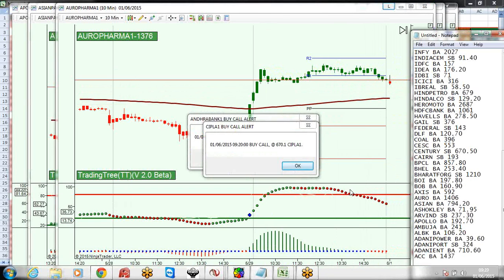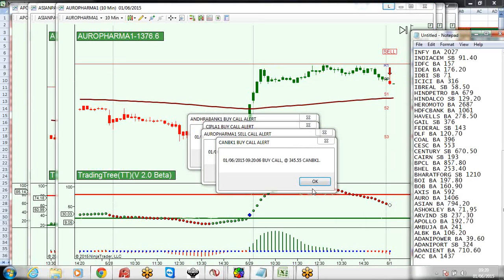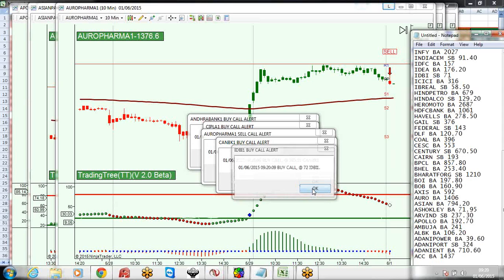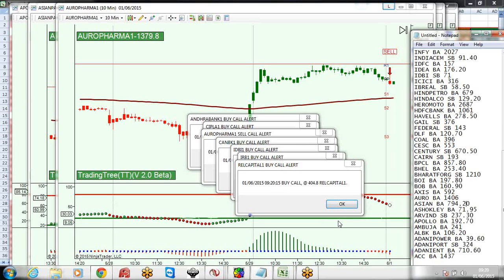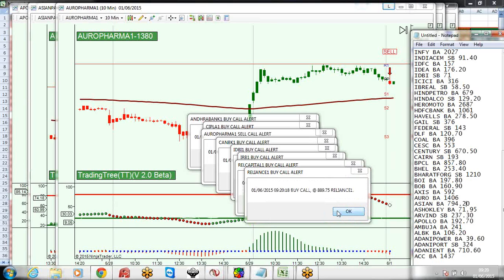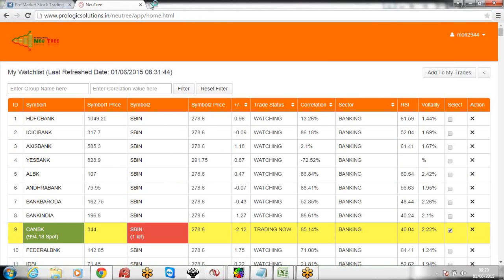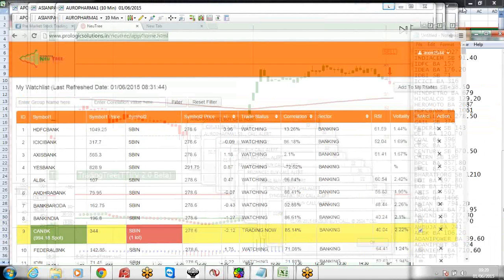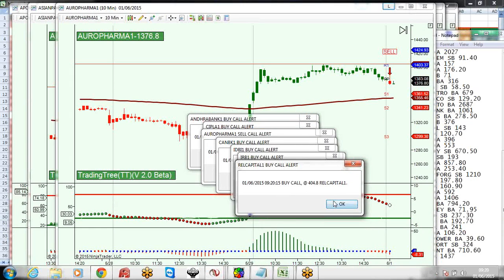There is a buy call in Intraday 1. There is a sell call in AUROPHARMA1. There is a buy call in Conbeach A1. There is a buy call in Buy 1. There is a buy call in Earth 1. There is a buy call in Bro Capital 1. There is a buy call in Reliance 1. There is a buy call in Spine 1. There is a buy call in Petronet 1. There is a buy call in Citibank 1. There is a buy call INTICs 1. So these are how the calls are generated.